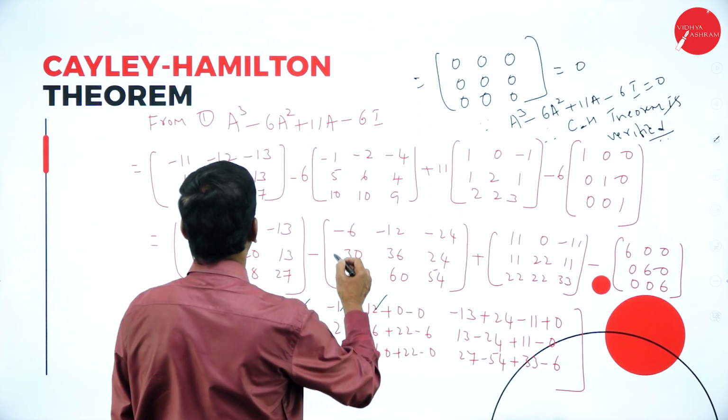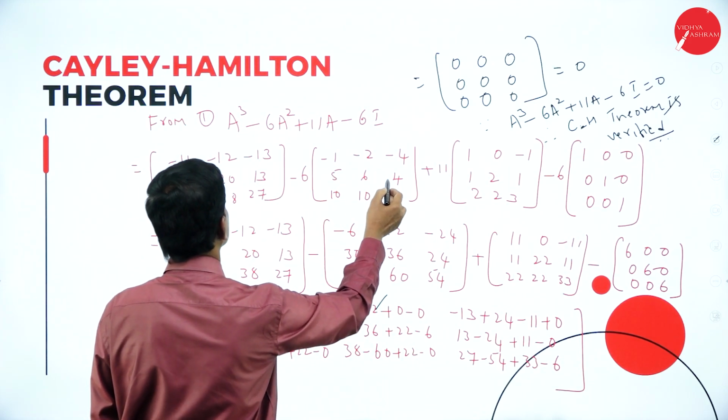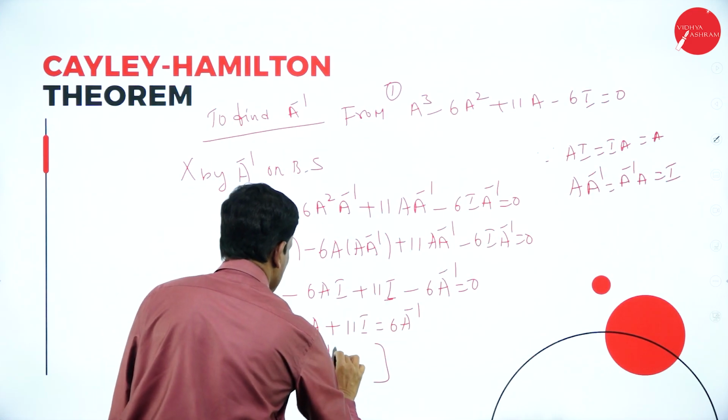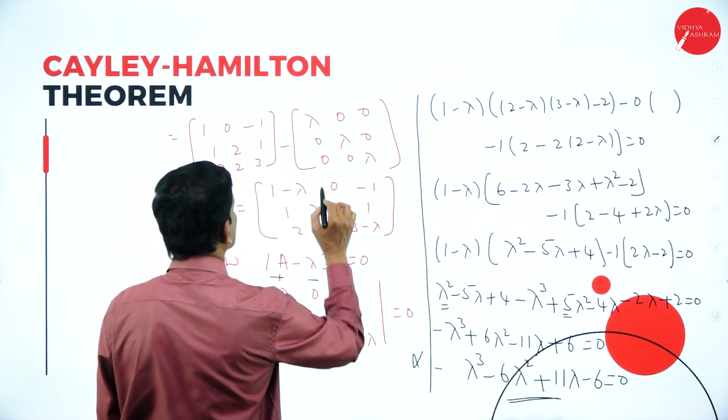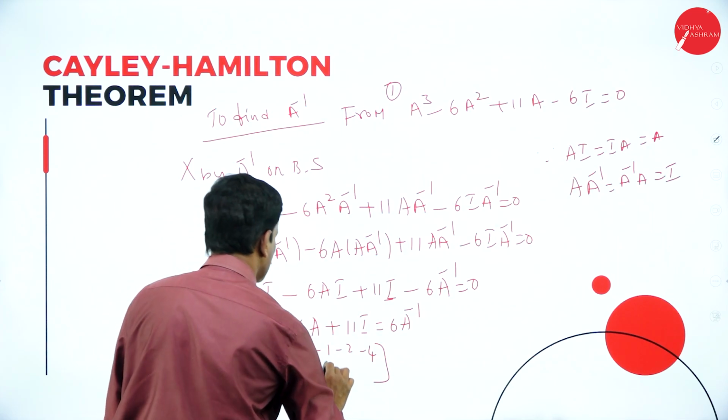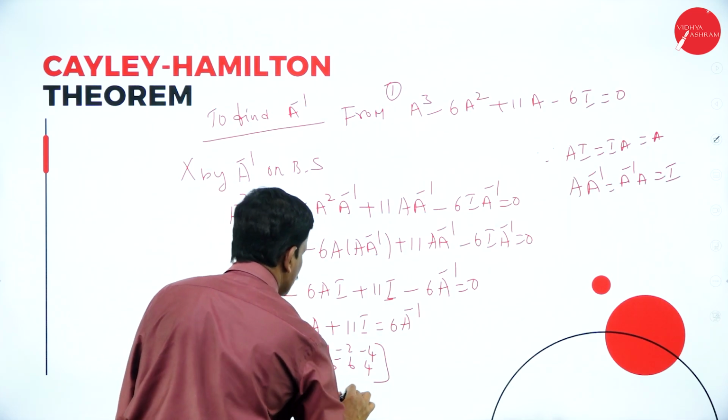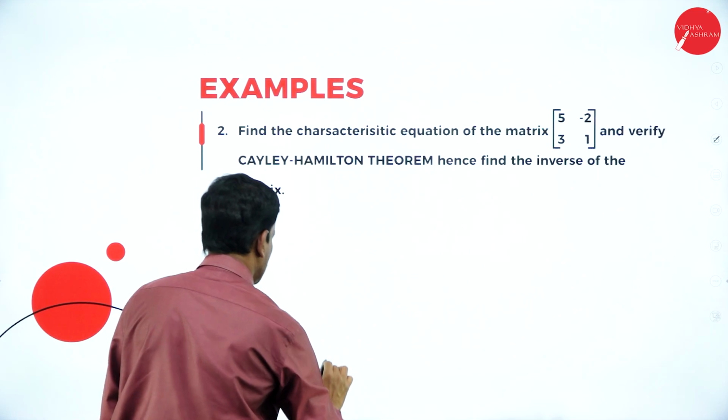So A square we have minus 1, minus 2, minus 4; 5, 6 and 4; then 10, 10, 9.